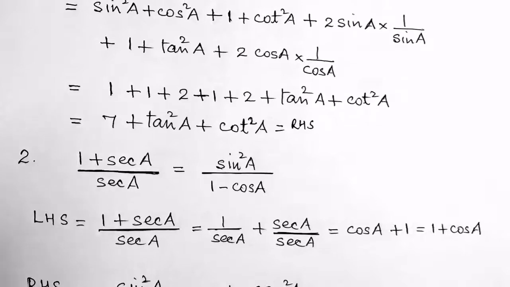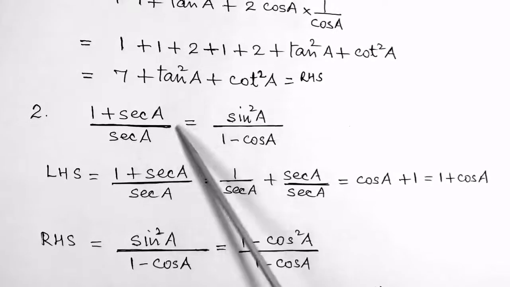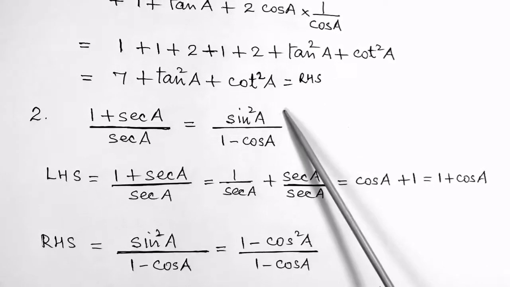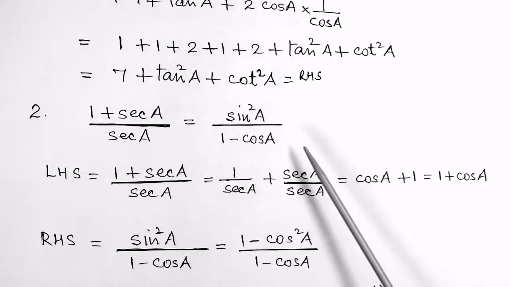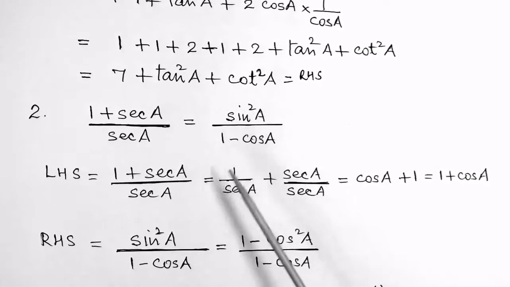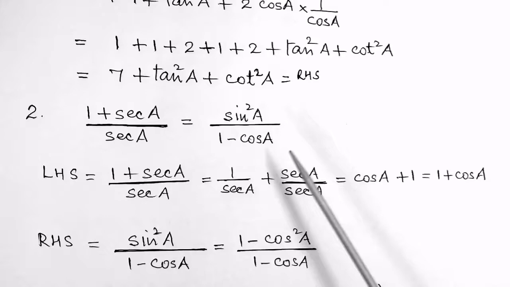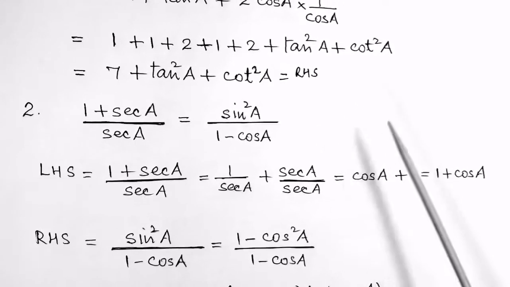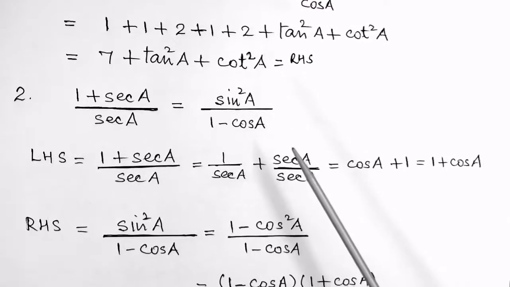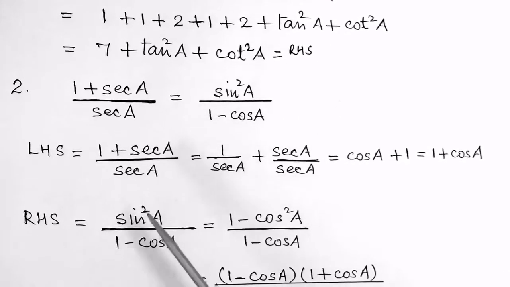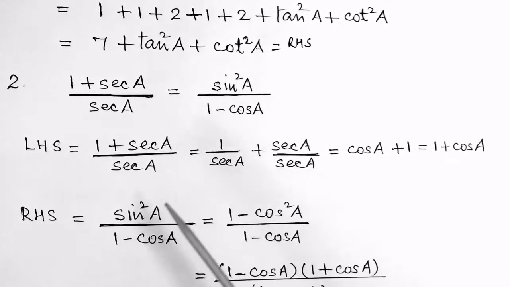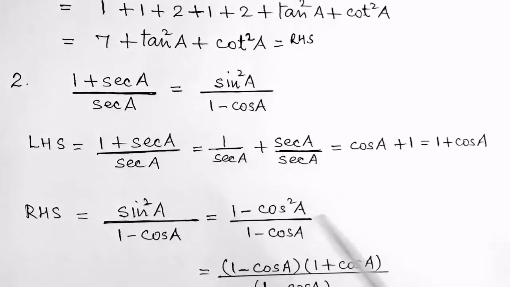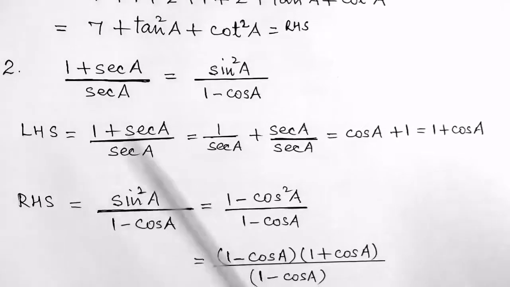The next question is (1 + sec A) / sec A = sin² A / (1 − cos A). Now see, we try our best so that when we start with one of the sides, we can get the other side, right? But if it is not possible, then what you can do is simplify both the sides, right? So that they become equal. This way also we can prove the identities.